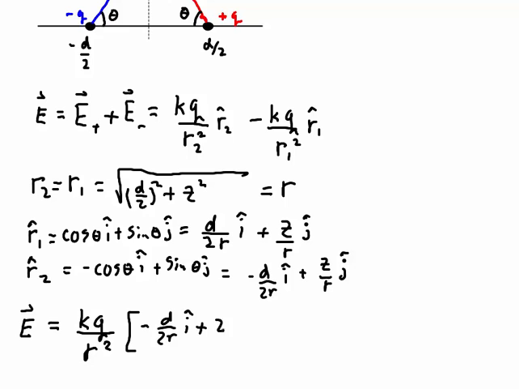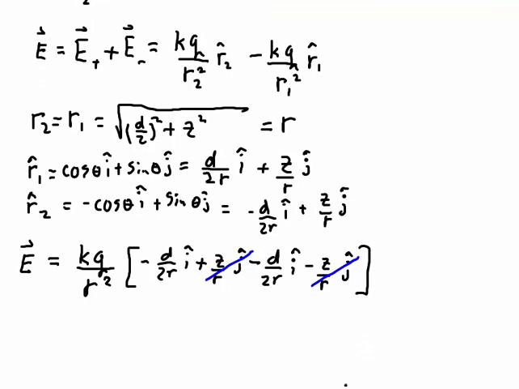And plus Z over R j hat. And then for the minus R1 hat is minus d over 2 R i hat and minus Z over R j hat. And we can see that the j hat terms cancel, while the x terms, the i hat terms, add together.